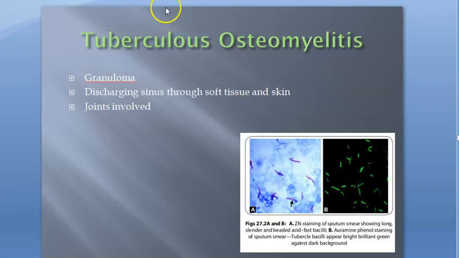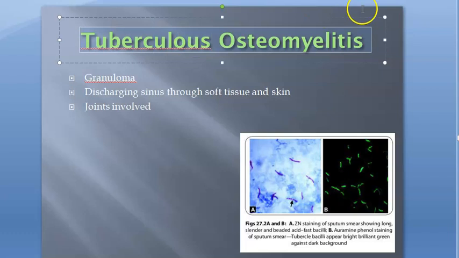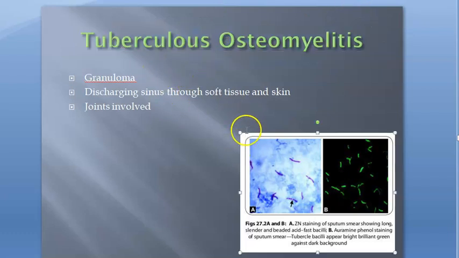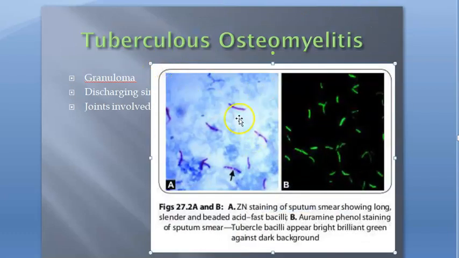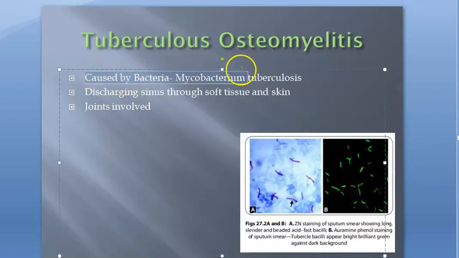Hello people, in this video let us look at tuberculosis of the bone, that is osteomyelitis, tuberculous osteomyelitis you can say. So basically who is the problem here? This bacteria, Mycobacterium tuberculosis, which here you can see in the ZN stain, they are showing you how they are pink and beaded in appearance, and here they are showing you in a fluorescent stain, auramine phenol staining. Anyway, tuberculosis is caused by this bacteria, Mycobacterium tuberculosis.